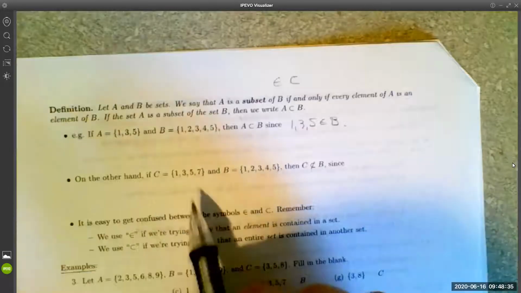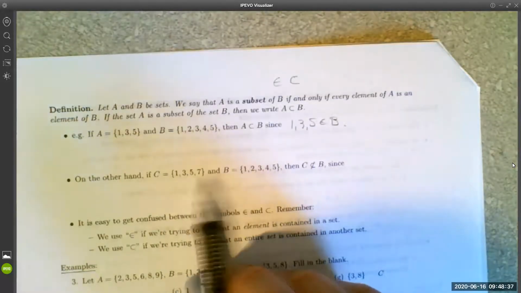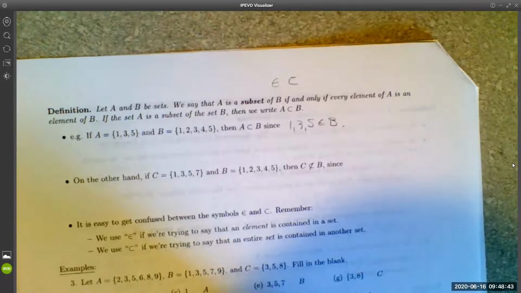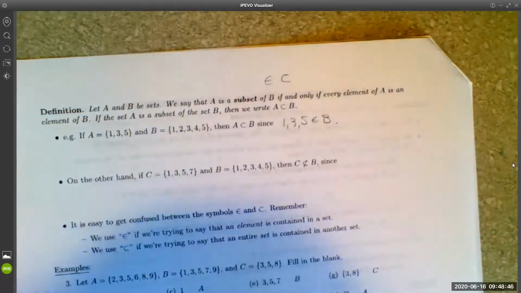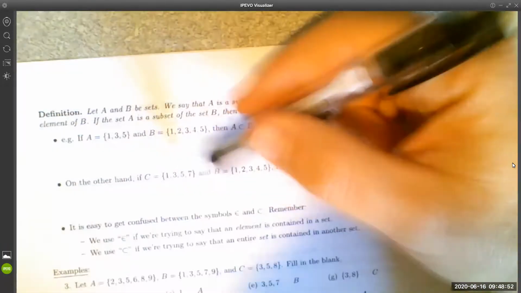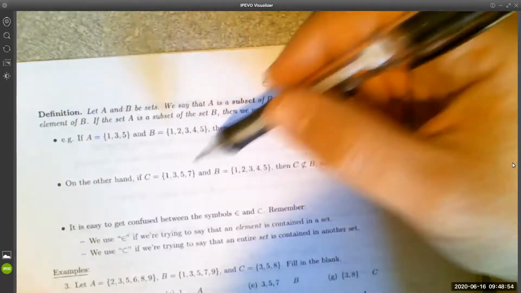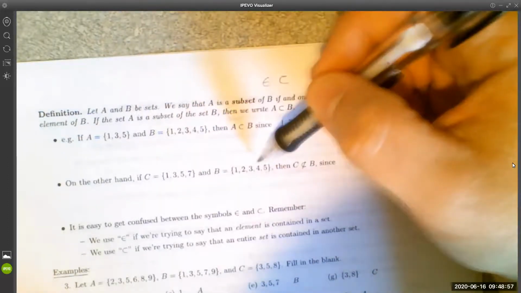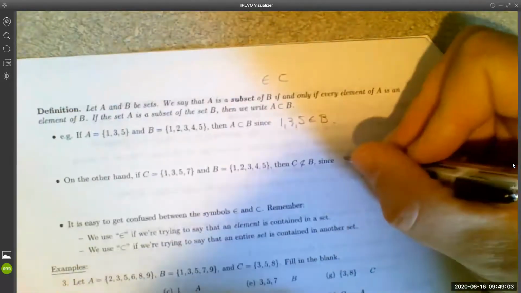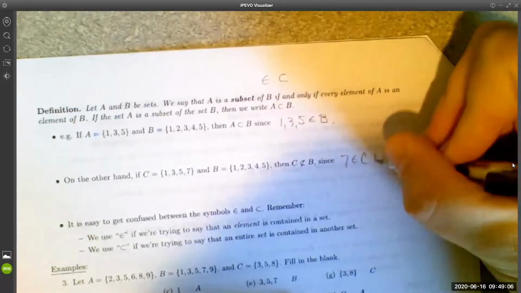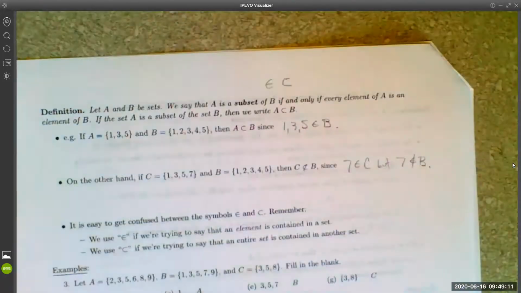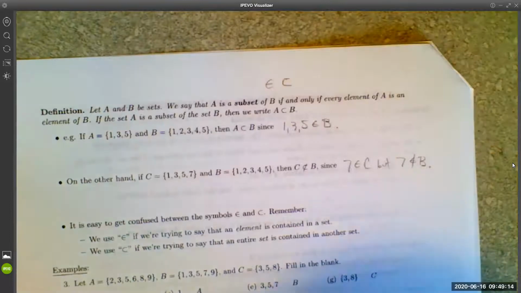On the other hand, if C is the set {1, 3, 5, 7}, and B is again the set {1, 2, 3, 4, 5}, then C is not a subset of B. Do you catch where the issue is? C is a smaller set than B in the sense that C only has 4 elements and B has 5 elements, but C contains some information that B doesn't, right? C has a 7 in it and B does not. So C is not a subset of B since 7 is in C, but 7 is not in B. Okay, so clearly C is not a subset of B.